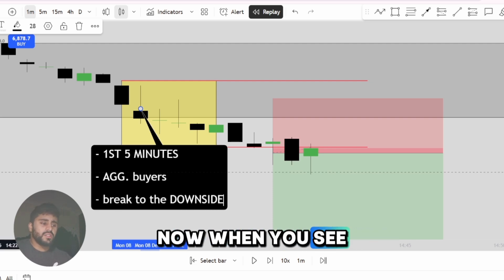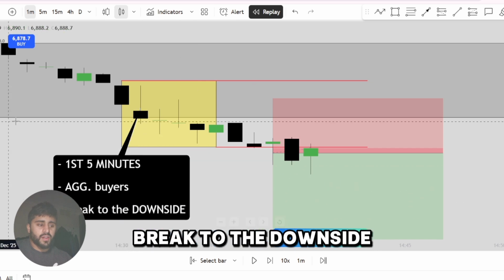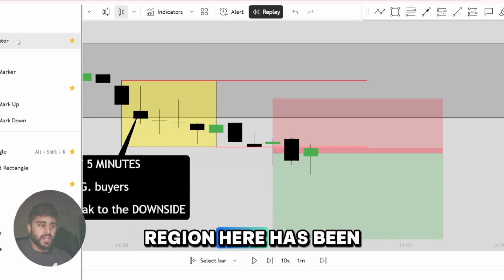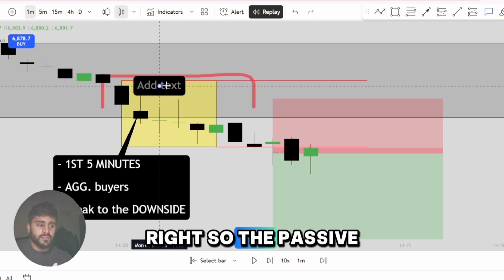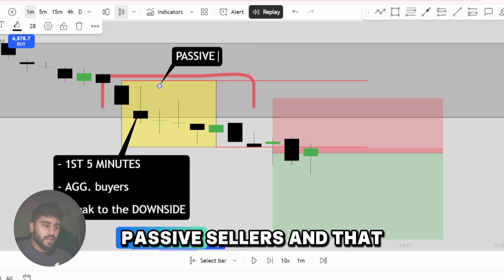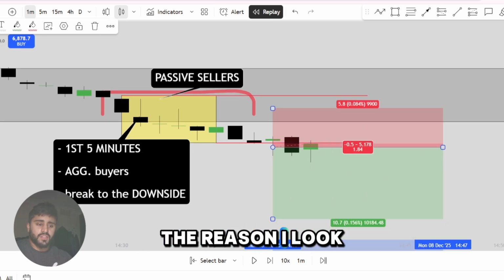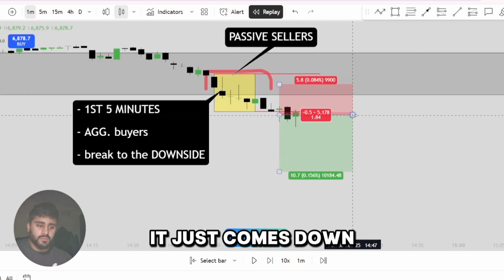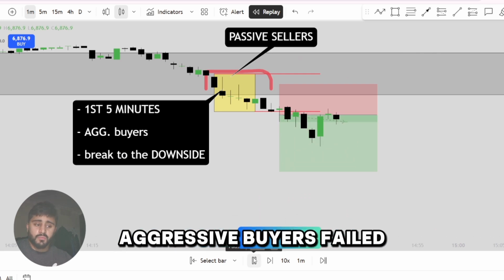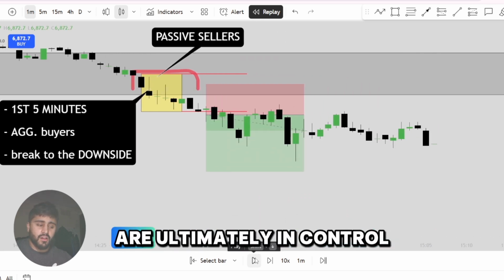Now, when you see aggressive buyers and a break to the downside, it means that this region here has been supported by passive sellers, right? So they're passive sellers over here. And that is why I look to sell, right? The reason I look to sell isn't because of any pattern or anything like that. It just comes down to the fact that aggressive buyers failed, which means that sellers are ultimately in control.